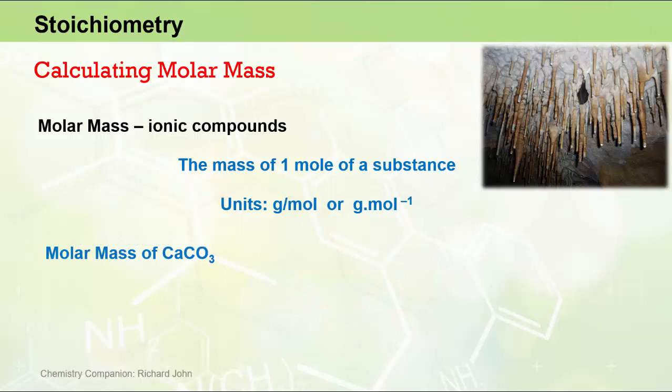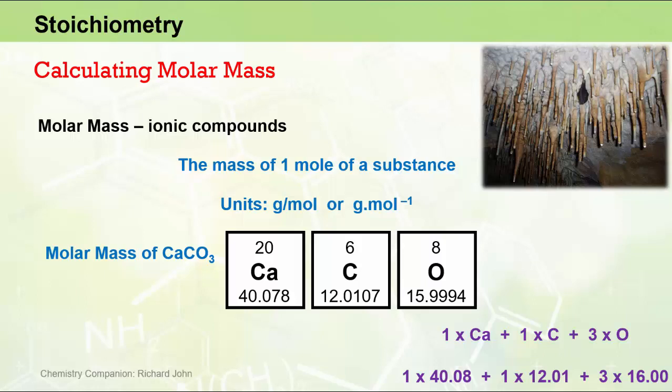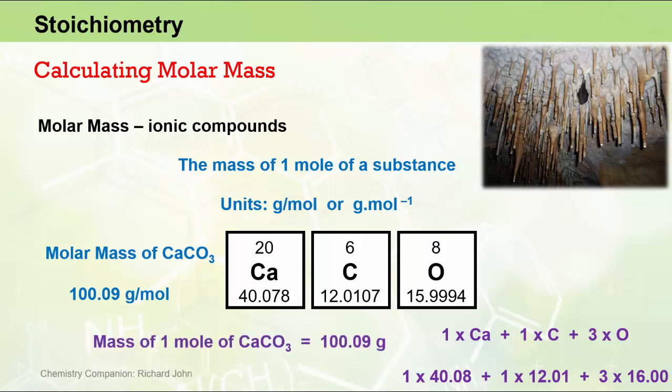So if we look at calculating the molar mass for the ionic compound calcium carbonate, we know it contains calcium, carbon, and oxygen, so we would need to go to the periodic table to get information on those 3 elements. And we also know that the formula unit for calcium carbonate contains 1 calcium atom, 1 carbon atom, and 3 oxygen atoms. And when we sum the molar masses of those 3 atoms, 1 times the molar mass for calcium plus 1 times the molar mass for carbon plus 3 times the molar mass for oxygen, we get 100.09 grams per mole.